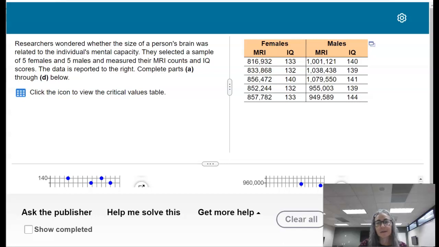This video is in response to a question on the section 4.1 homework. 4.1 is scatter diagrams and correlations, and this is problem number 12 from the homework. I'm not going to do this whole problem, just parts A and B. They actually use two different calculation processes in StatCrunch, so I will do both of those.